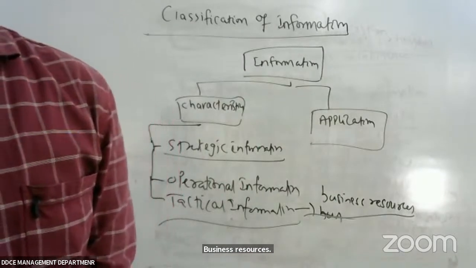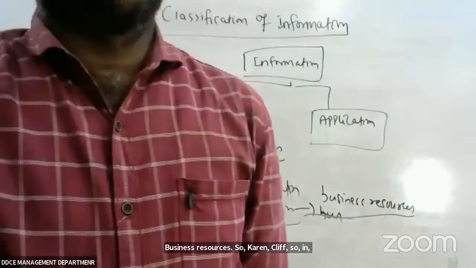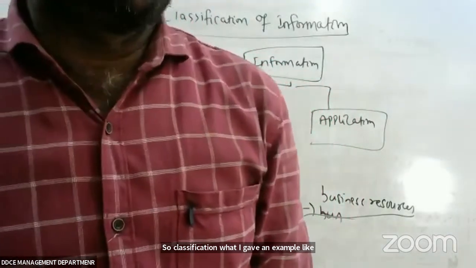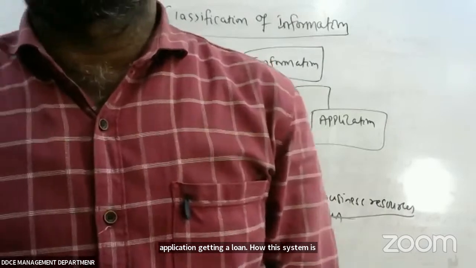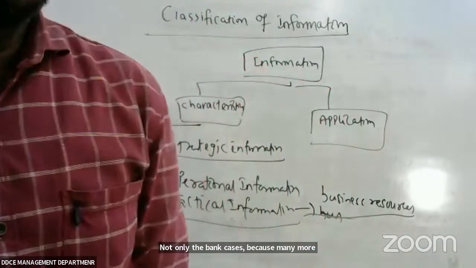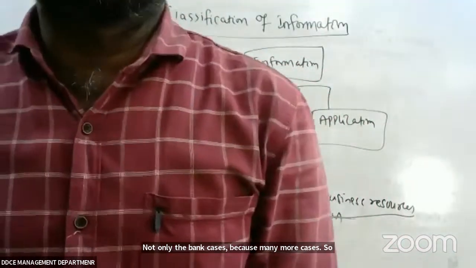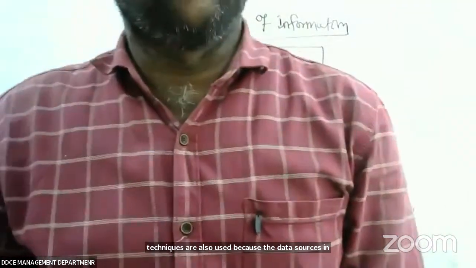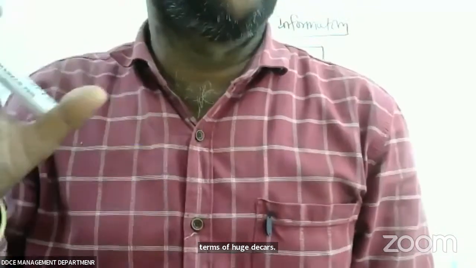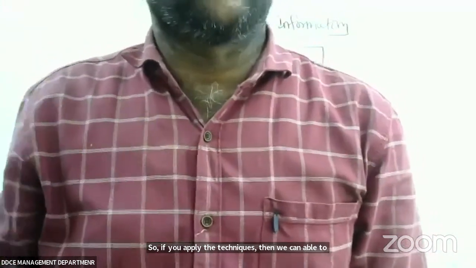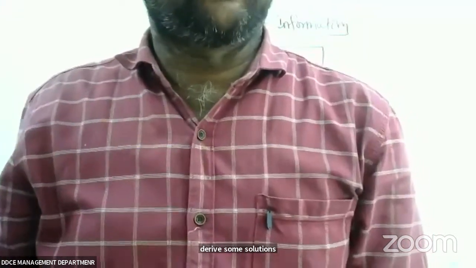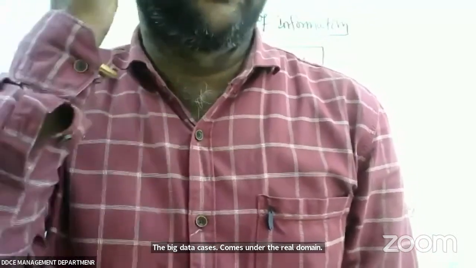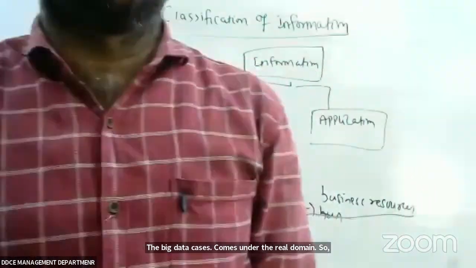So, information classification, because we have to classify the entire information. I gave an example, like a bank application for getting a loan, and how the system classifies it. Not only bank cases, there are many more cases. Nowadays it is computerized and data classification techniques are also used because the data sources have huge records. If you apply the techniques, then we are able to derive some solutions. Because nowadays big data cases come under the real domain, with high volume present.